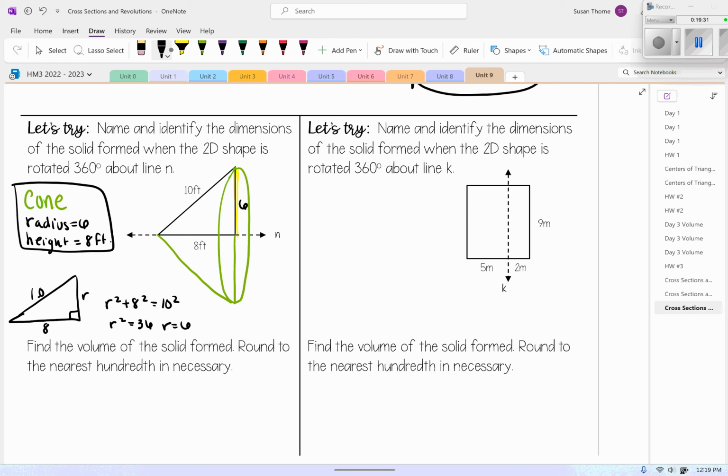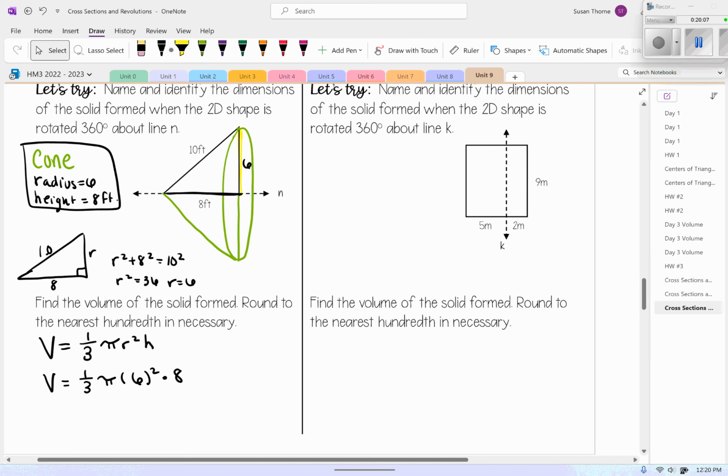It says to find the volume of the solid form, rounding to the nearest hundredth if necessary. We know the volume of a cone, because we talked about this the other day, is 1/3 times the base times the height. The base is circular, so the area of the base is pi r squared, times h, which is the height. So we just plug in our values. Volume equals 1/3 pi times r, which we said was 6, squared, times the height, which is 8 because it's this distance right here.